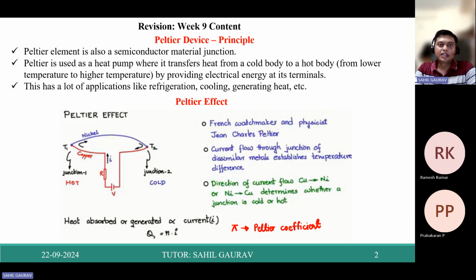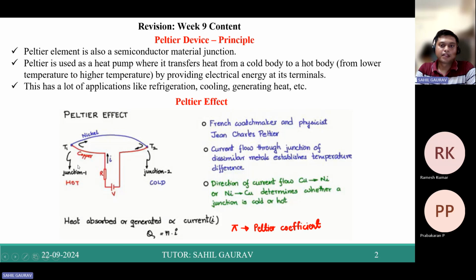The work done by this Peltier device is only that. The applications for this Peltier device are refrigeration, cooling, generating heat, etc. So how does this Peltier effect come about? The French watchmaker and physicist Jean Charles Peltier is the main scientist who discovered this effect.